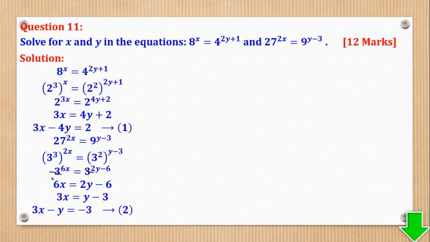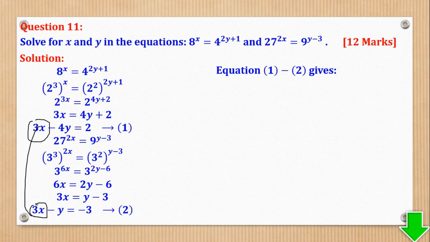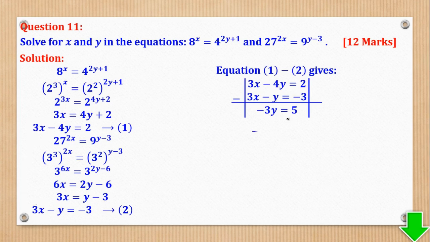Now I have got 2 equations in the form which we all know. So next is to solve. I'll say equation 1 minus equation 2, because these are the same. You see here, there is 3x and here there is also 3x. So when I subtract, x will be eliminated. Negative 4 minus negative 1 gives you negative 3. That's why you see negative 3y. 2 minus negative 3 gives you 5. So that means the value of y will be negative 5 over 3.